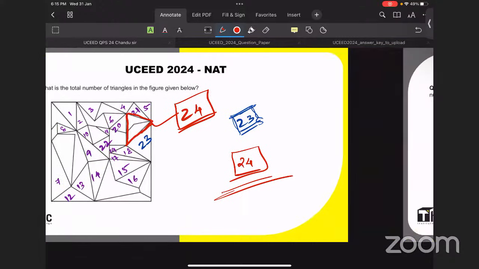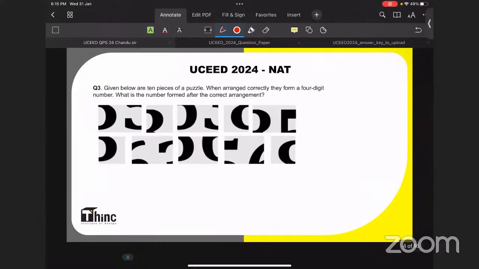Questions were quite simple. Nothing was much difficult in that question. So the next one is also like a jigsaw puzzle.